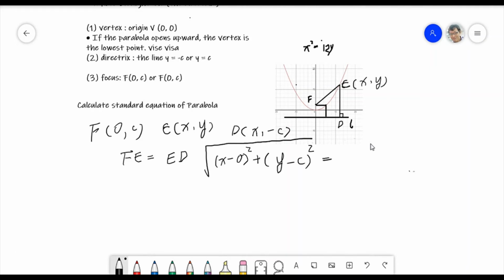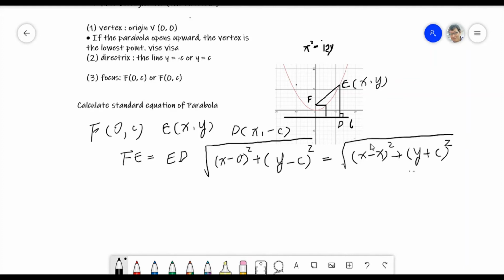That's the ED, okay? ED is equals to x minus x. Very good, I like that. How about next one is y minus c, right? So it's plus c and the same. Okay, so now we have the equation already.